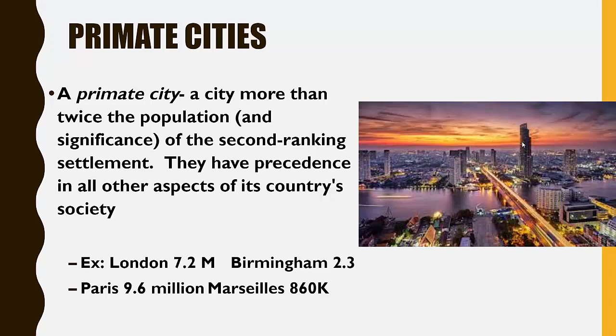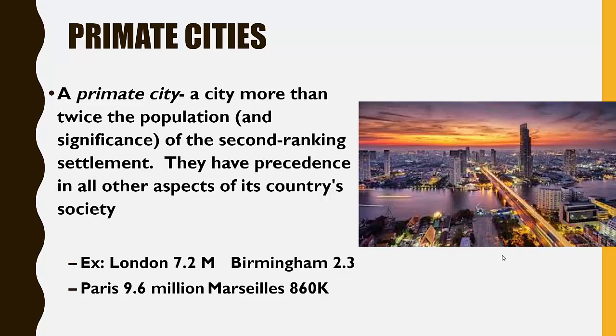Great examples of primate cities: London, England, 7.2 million. The next closest is Birmingham, 2.3. So as you can see, way more than double. Paris, how about this? 9.6 million in Paris. The next closest is Marseille, a little less than a million people. When you think of France, if I said name a French city, everybody's probably going to jump out Paris right away. Probably going to jump out London right away too.